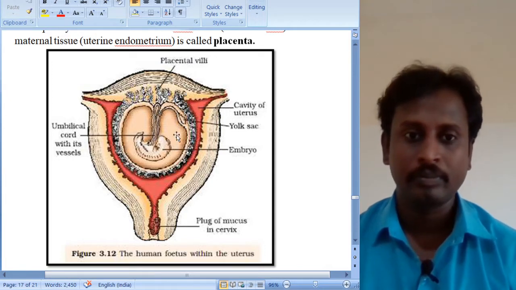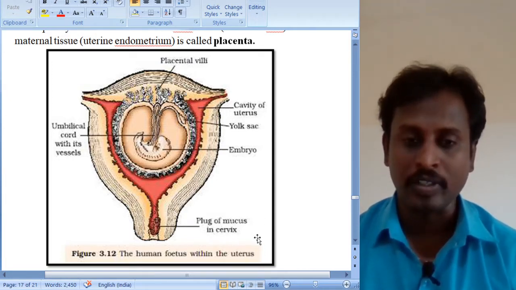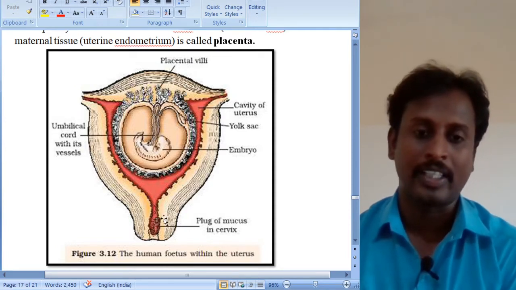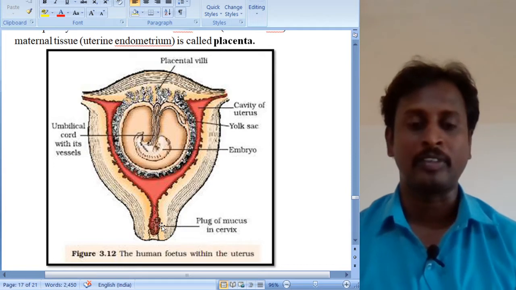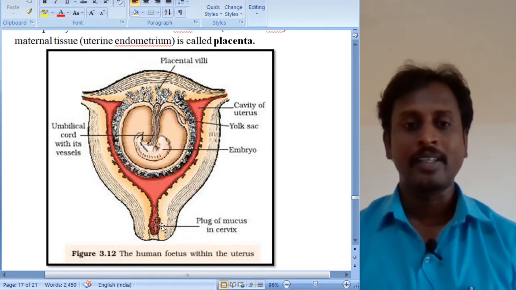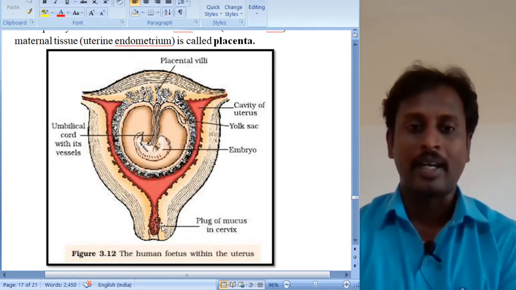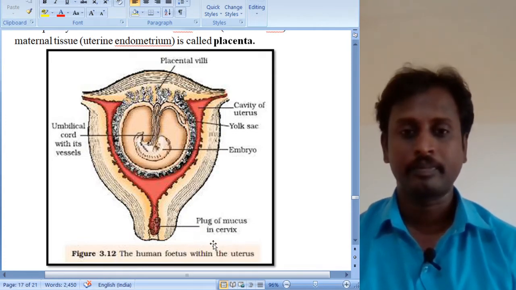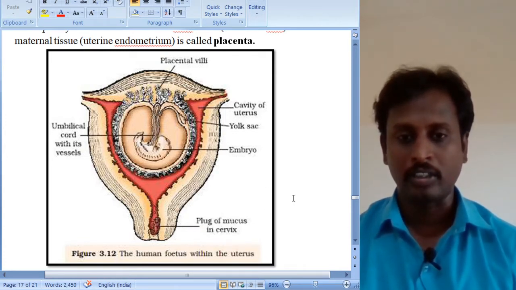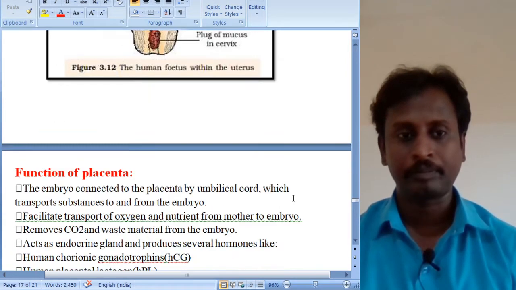This is an embryo, and this is a plug of mucus in the cervix. The cervix region gets blocked by this mucus plug during the development of the embryo inside the uterus. Okay, students, shall we move to the next slide.